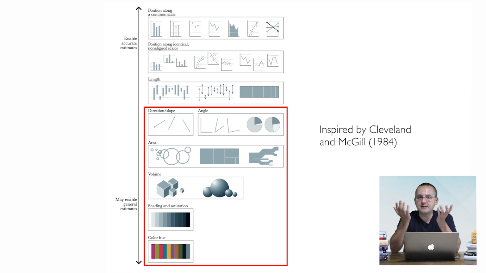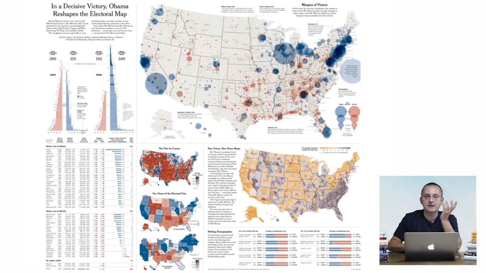I already showed you an example of the use of these methods of encoding. I'm going to show you just another one. This is a graphic that was published by the New York Times after the 2008 election in the United States. As you can see, the data is represented through several maps, some of them using bubble sizes, bubble areas, some other maps using color hues and color shades, right?